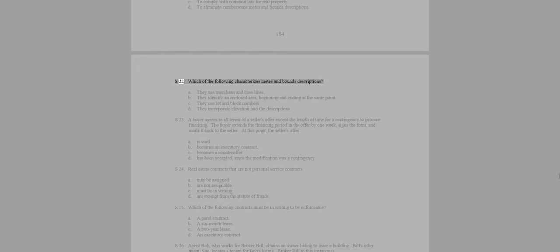S22. Which of the following characterizes metes and bounds descriptions? A. They use meridians and baselines. B. They identify an enclosed area, beginning and ending at the same point. C. They use lot and block numbers. D. They incorporate elevation into the descriptions.